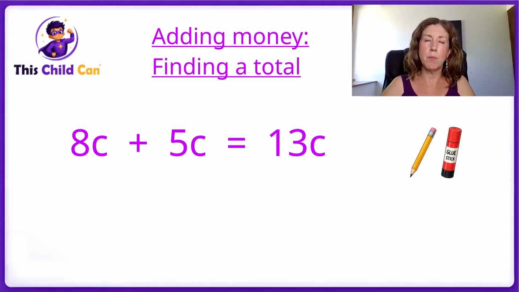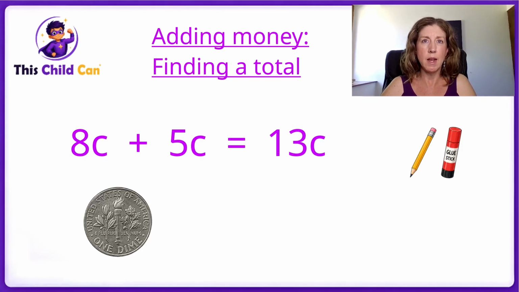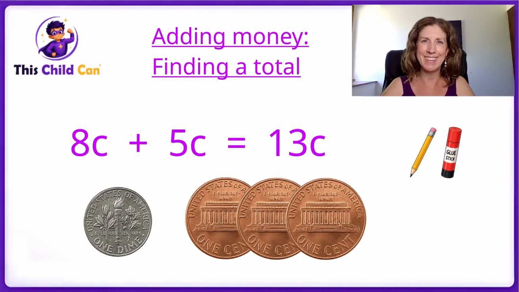Now we can link back to our previous lesson on coin totals. Which coins could make 13 cents? One possible option is a dime worth 10 cents and 3 1-cent coins.